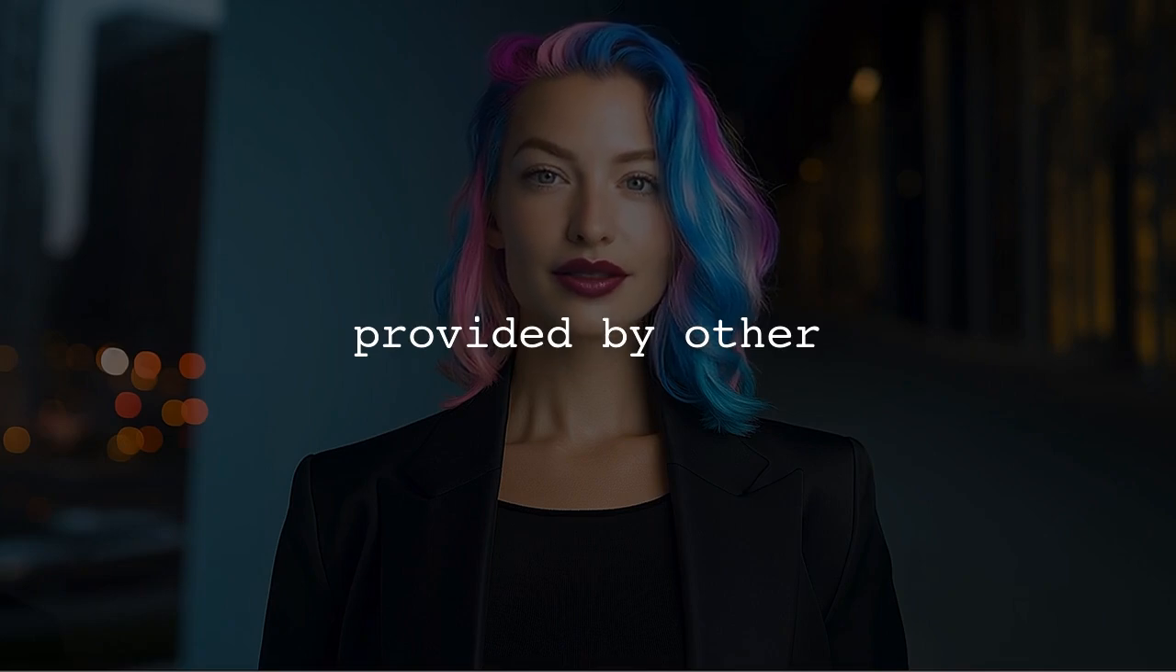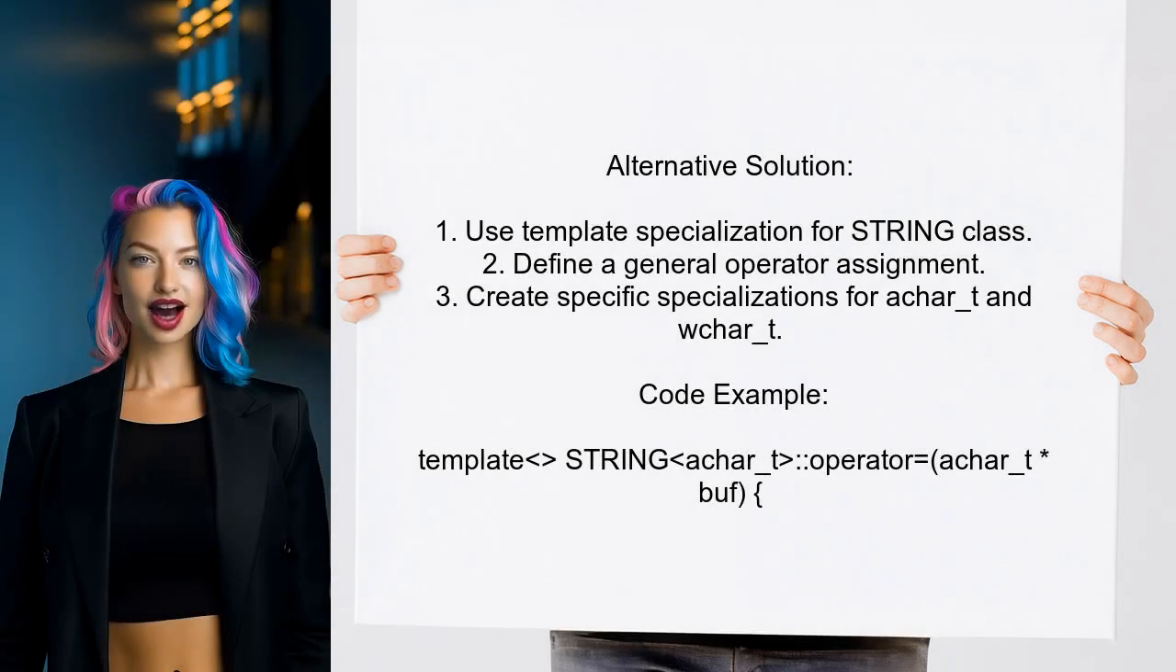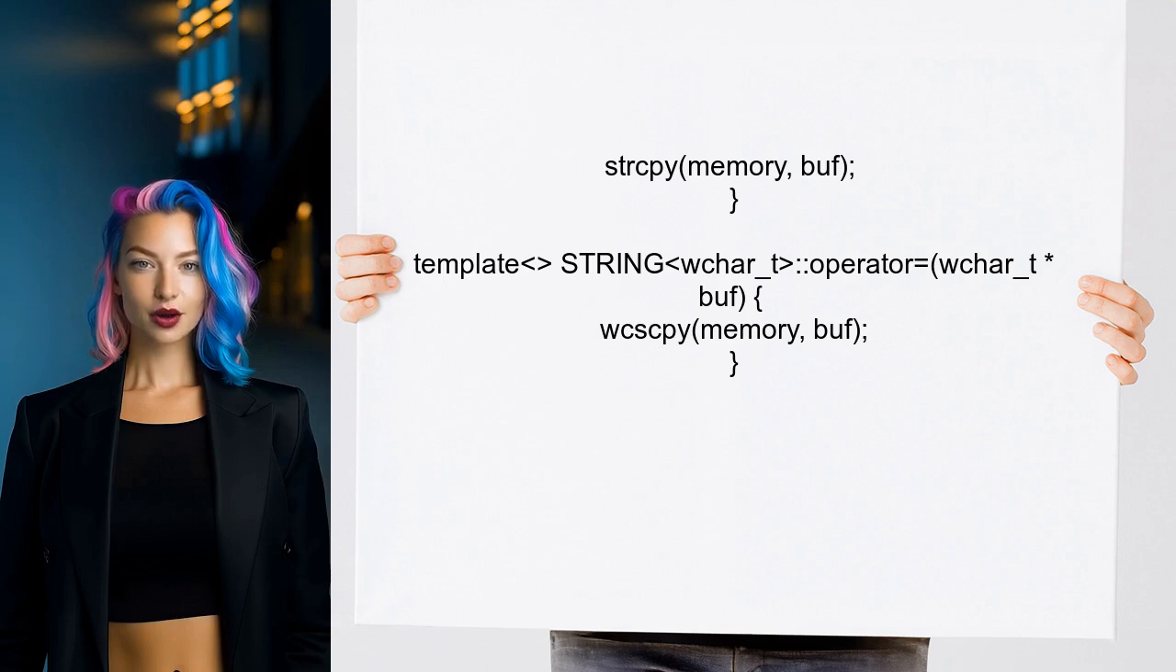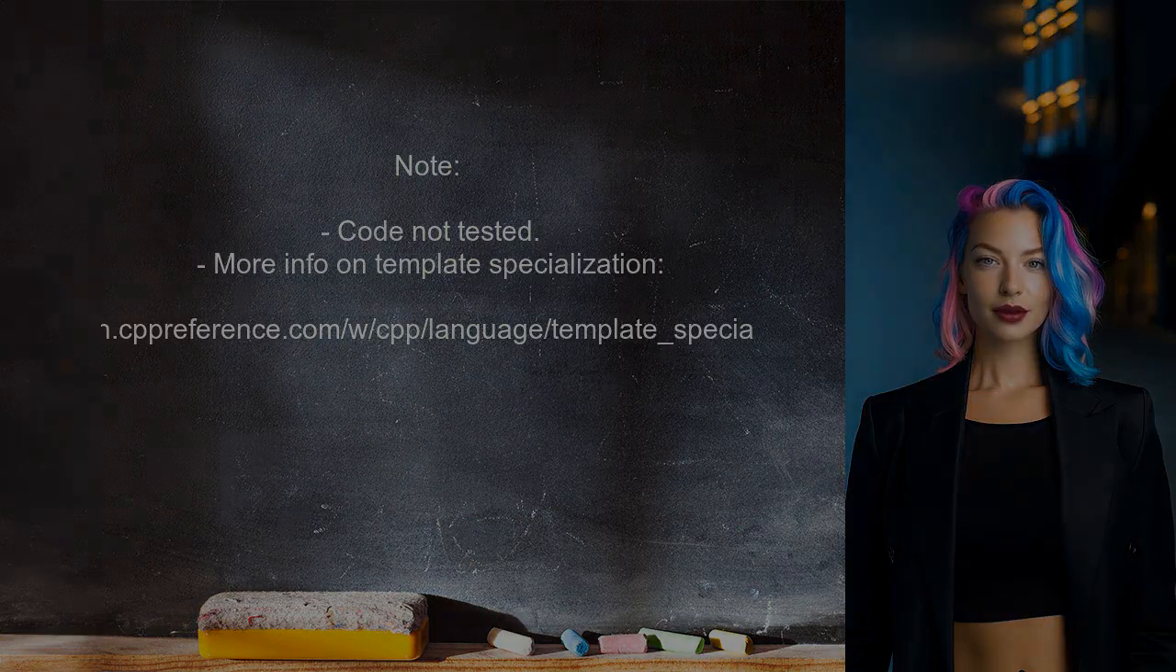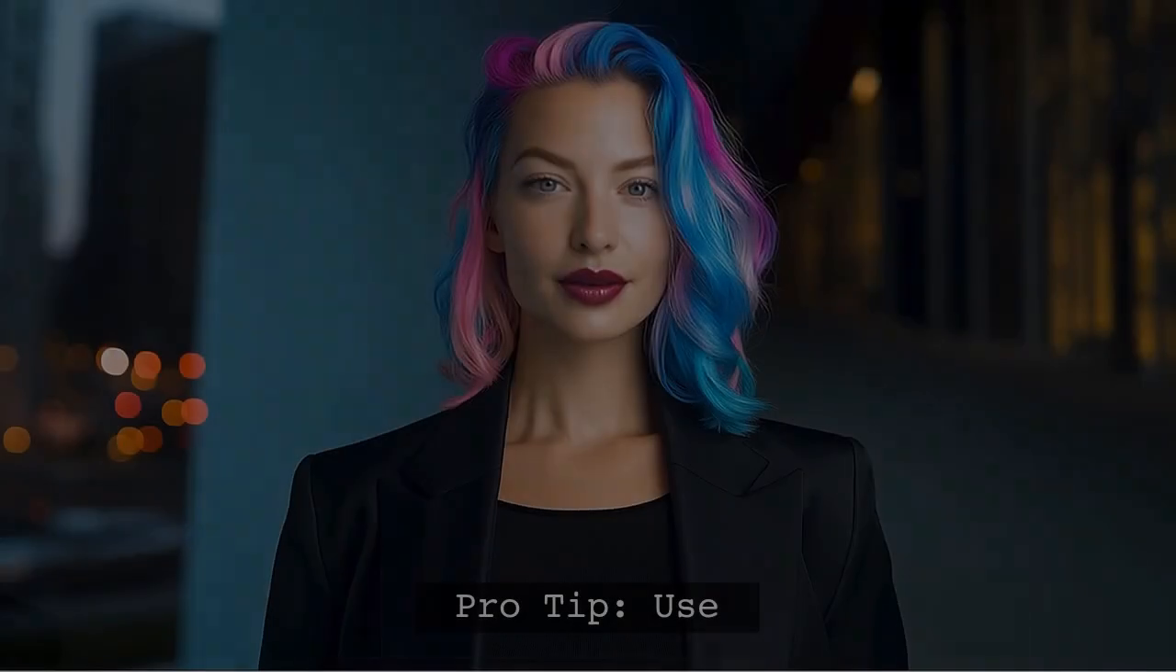Now let's look at the answers provided by other users. An alternative solution provided by another user involves using template specialization. They suggest defining a general string class template and then creating specific specializations for the types you want to handle, like char and wchar_t. They also mention that while they haven't tested the code, more information can be found on template specialization at cppreference.com.